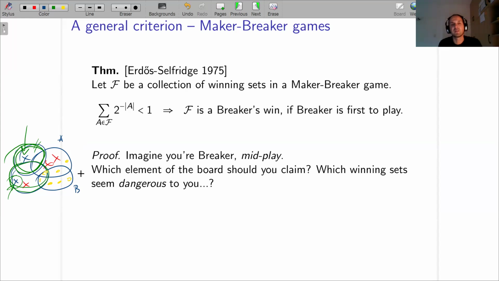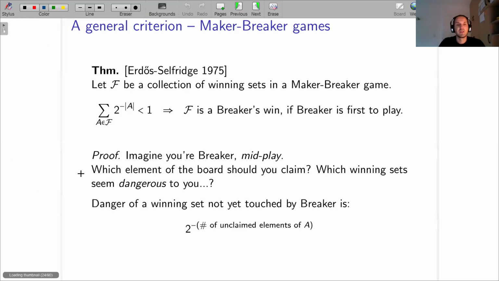And this idea will be taken to be a proper potential function that breaker will use for this proof. So, the danger of a winning set. Now let's look at one winning set. The danger of a winning set which is not yet touched by breaker is 2 to the minus the number of unclaimed elements of A. So we have some already claimed elements and some unclaimed elements. This would be 4 in this case, the number of unclaimed elements of A, so 2 to the minus 4 is the danger. The larger this 4, the larger the part which is still unclaimed, the less dangerous the winning set is, the less close it is to being completed.